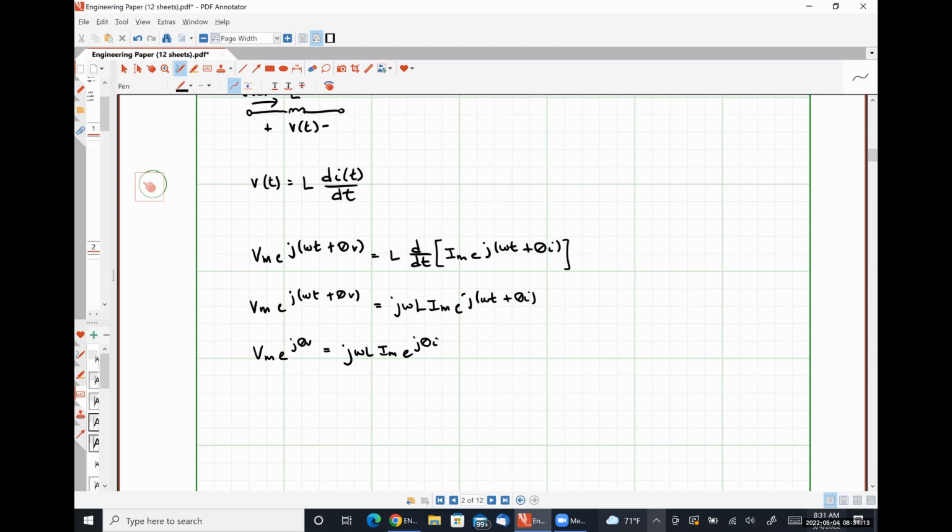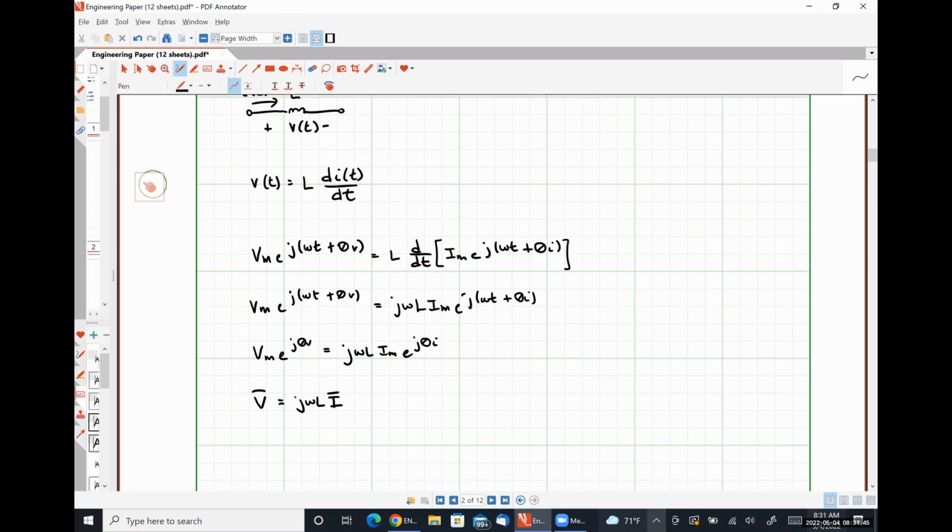Now, we are going to manipulate this expression in a minute, but from this, we can get our most generic phasor representation, right? On the left-hand side, we have our phasor voltage V, and on the right-hand side, we have j omega L times our phasor current I. Because anytime we have a magnitude and a phase angle, we have a phasor.